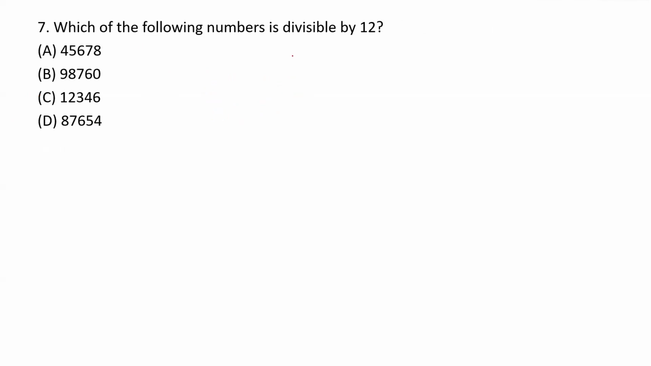Which of the following numbers is divisible by 12? So you know, what is the rule for divisibility by 12? 12 is equal to 3 into 4. So if a number is divisible by both 3 and 4, that means it is divisible by 12 also.